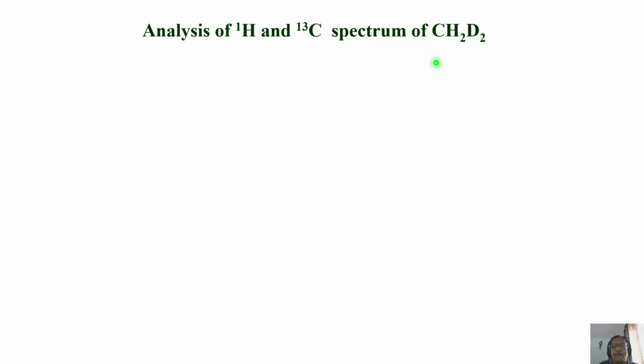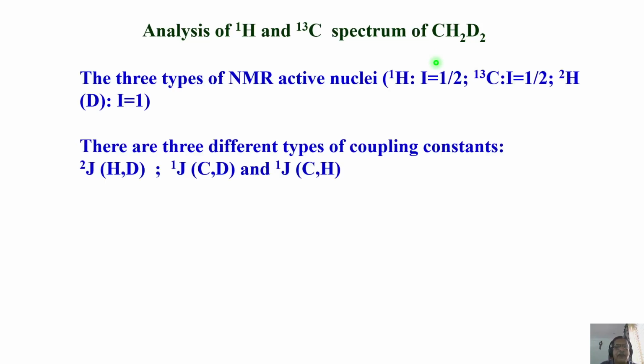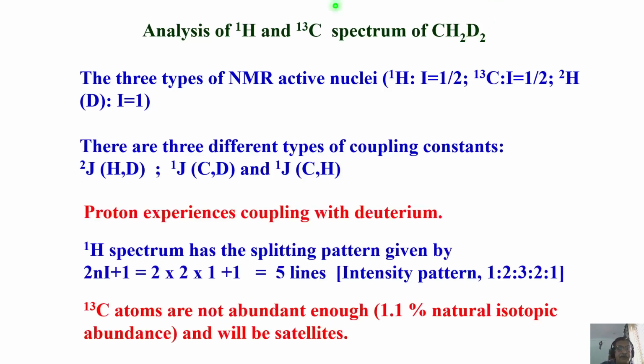Let us get the proton spectrum. This information is given. Now there are three types of couplings possible in this molecule. There are three different NMR active nuclei: carbon 13, proton and deuterium. There can be CH coupling, there can be HD coupling, there can be CD coupling. All three are possible. All are one bond couplings.